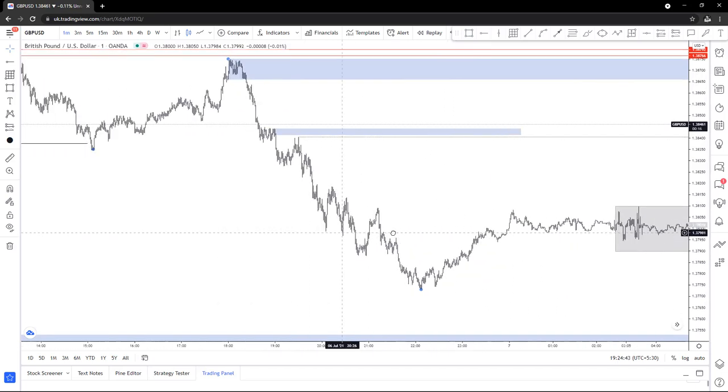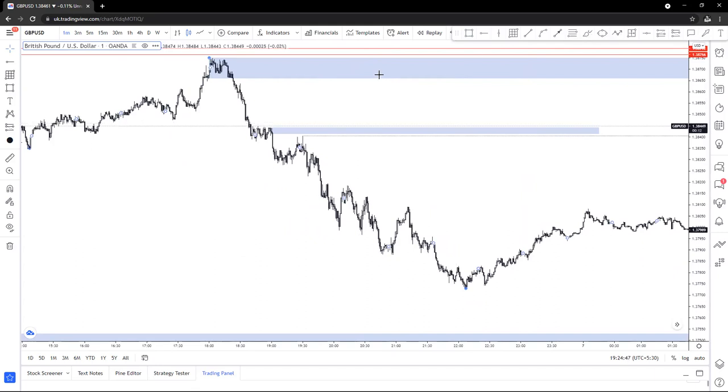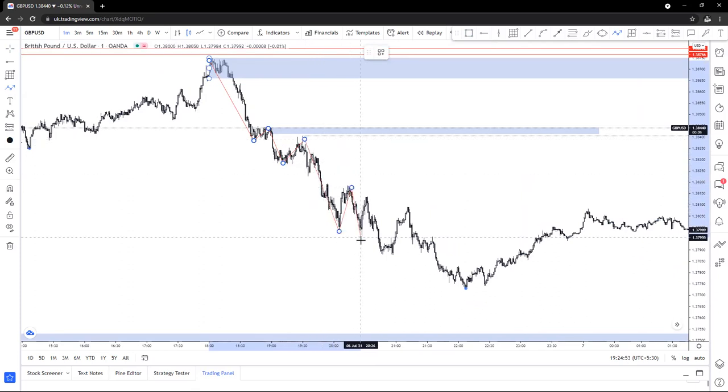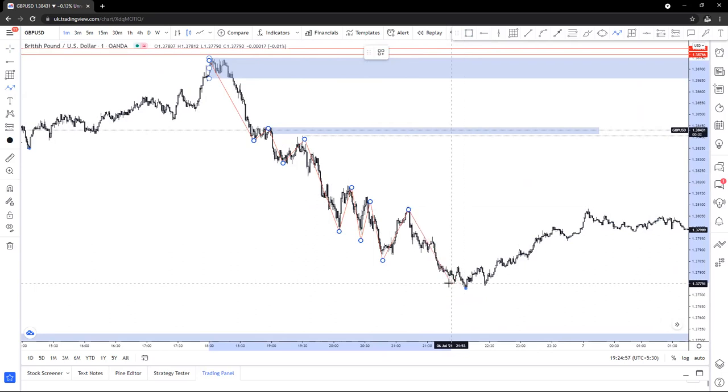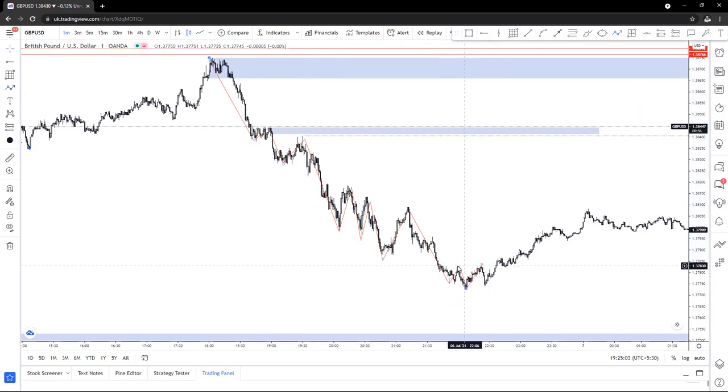Okay. Now, price was retracing back in a bearish countertrend like this. Lower lows, lower highs, lower lows, lower highs. Then a break of structure. Broke structure right here. You see that? Broke structure right here.